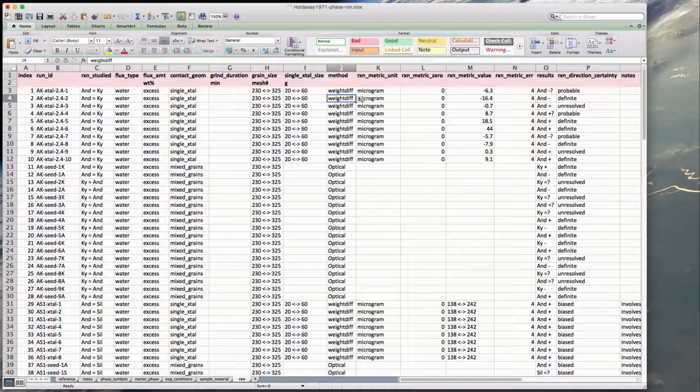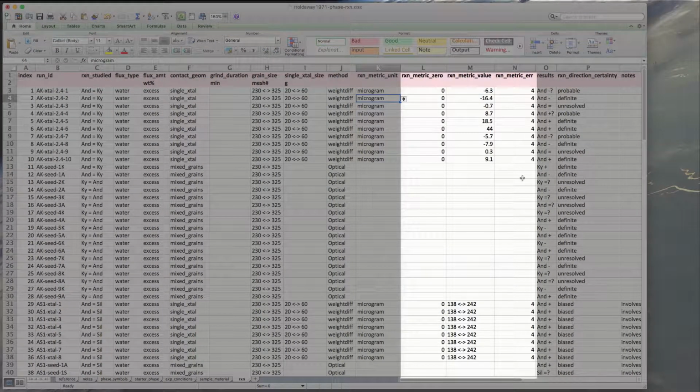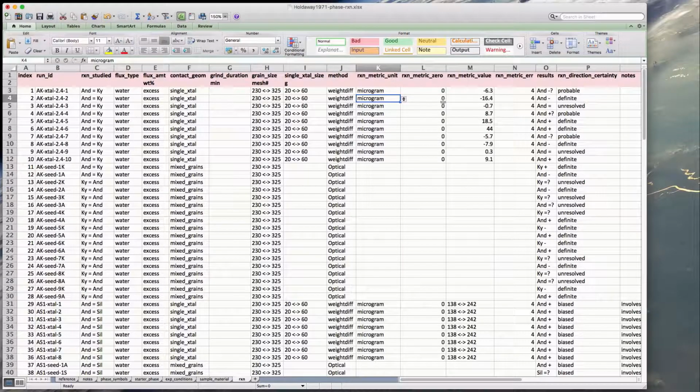This can be indicated with the weight diff method, and the reaction metric unit should then be a unit of weight, like micrograms. In this case, the reaction metric 0, value, and error columns can be filled out in accordance with the values reported in the paper. The 0, in this case, represented no change from its initial state. The reaction metric value column stores the difference in the weight of the single crystal after versus before the reaction took place. And the reaction metric error column stores the analytical error on that measurement.